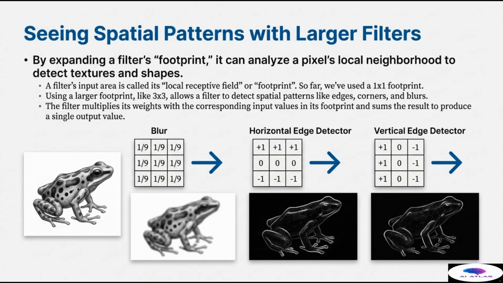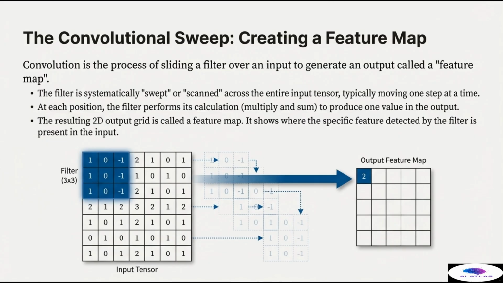This ability to detect shapes and orientations using localized patterns is what allows CNNs to build upon simple features. This slide introduces the crucial operation that gives convolutional neural networks their name, the convolutional sweep. Convolution is the systematic process of sliding a filter, or kernel, across the entire input tensor to generate a compressed output called a feature map.